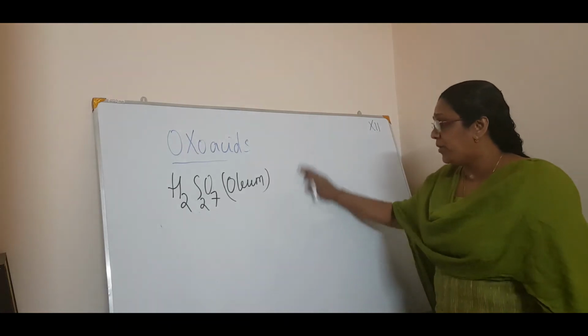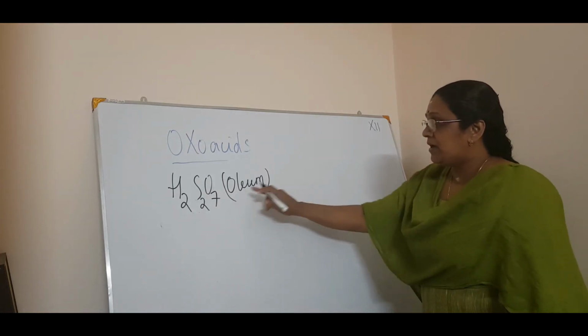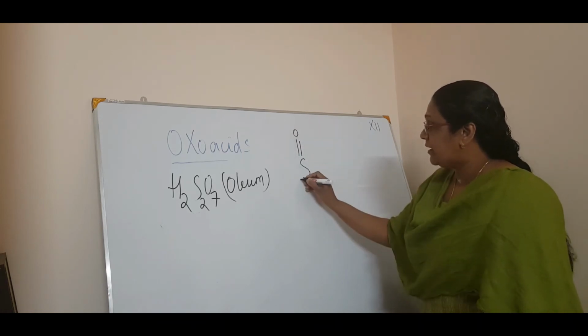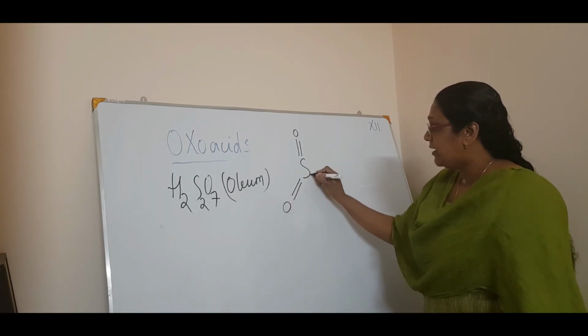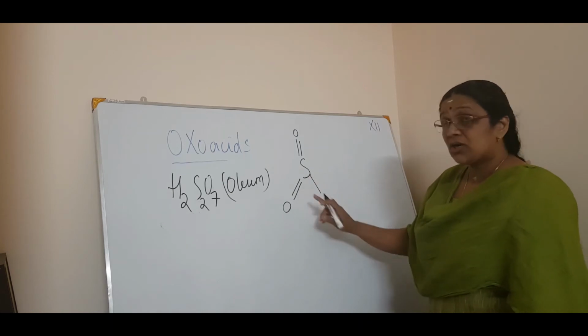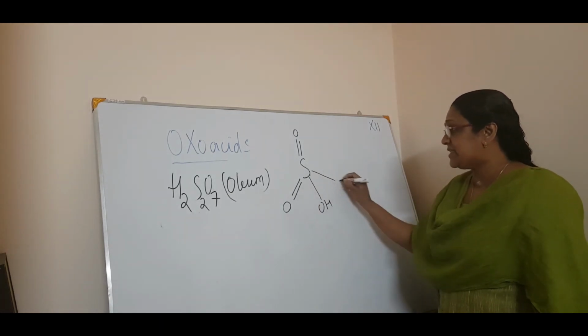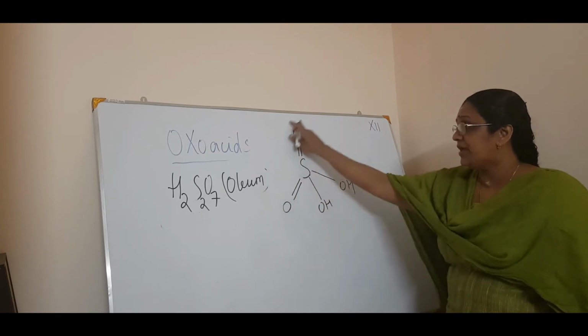Now see how it goes. Now 2 S are there. So S, here it is a double bond, and here again a double bond, and there are 2 OH. Remember, there are 2 OH. One is like this and one is like this. Isn't it? Sulfuric acid is like this.